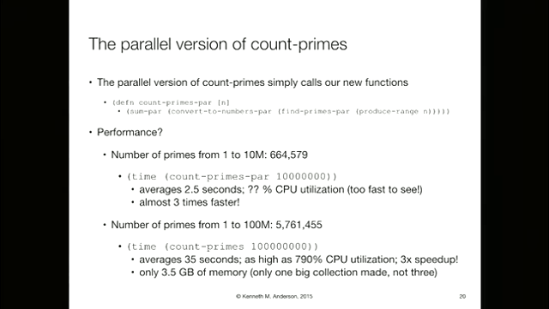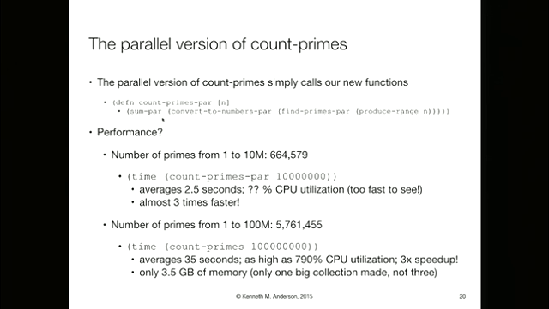So what do we see on the performance here? The parallel version is just updated: count primes parallel. Produce range stayed the same. Find primes just becomes find primes parallel, convert to numbers parallel, and sum parallel. So we're just swapping functions to get the parallel version.